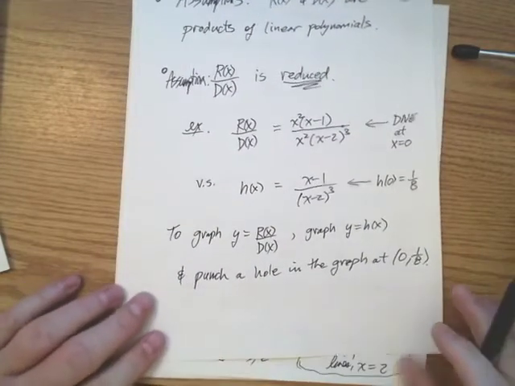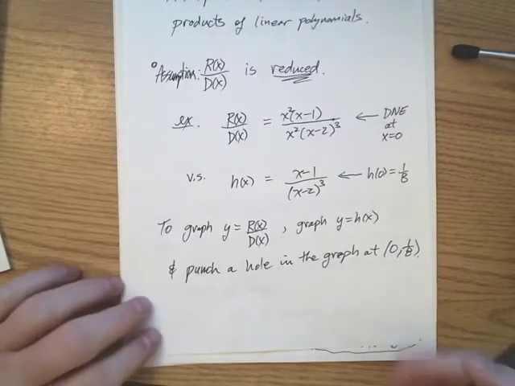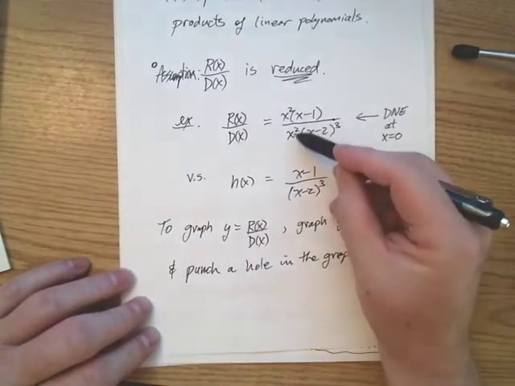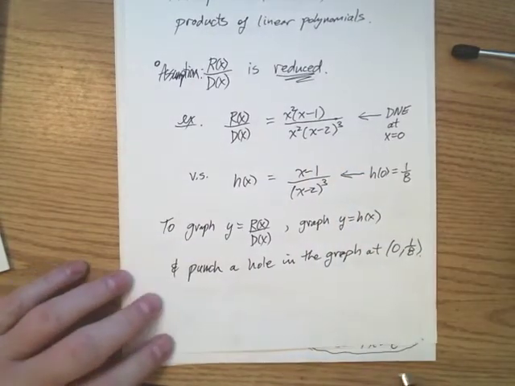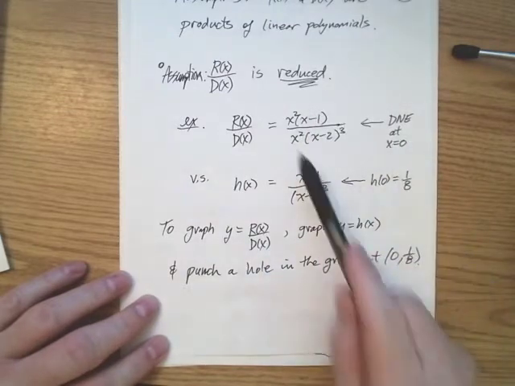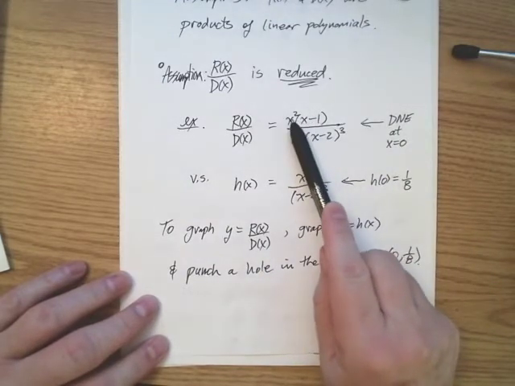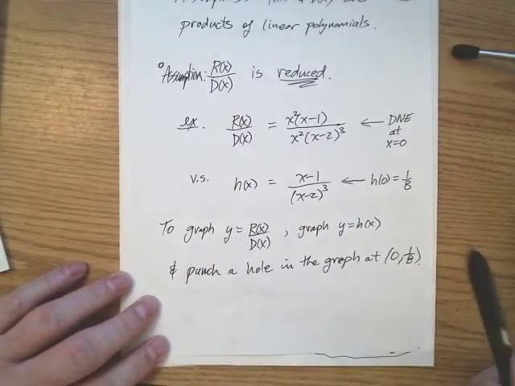Let me give you an example of what would happen if you had r of x over d of x that was not reduced. Suppose r of x is x squared times x minus 1, while d of x is x squared times x minus 2 cubed. I would have you notice here that this function does not exist at 0. If I tried to let x equal 0 in here, I would have 0 for this factor, 0 for this factor. I'd be dividing 0 by itself, and there's no such thing.